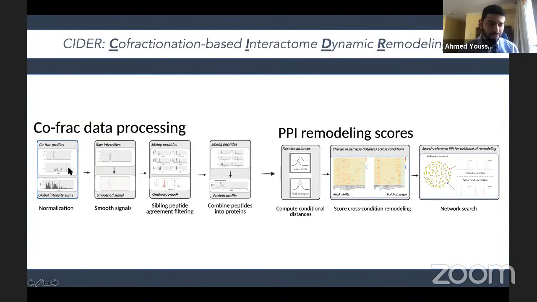So we have multiple steps here attempting to have a tailored strategy specific for cofractionation data, which is inspired by some of the other tools that are out there and some of the other work looking at how we can work with this cofractionation data, because it has its own challenges compared to your standard shotgun proteomics experiment. But once we've gone through that and created our protein profiles, like the ones I was showing in the previous slide, we can then move on to scoring the remodeling that we're interested in.